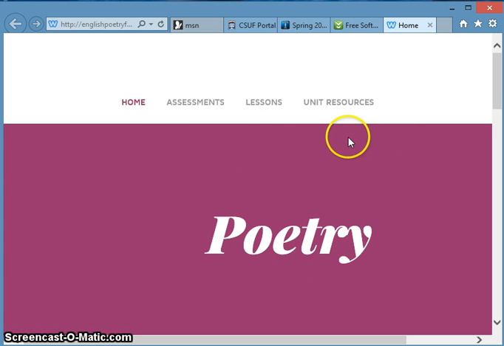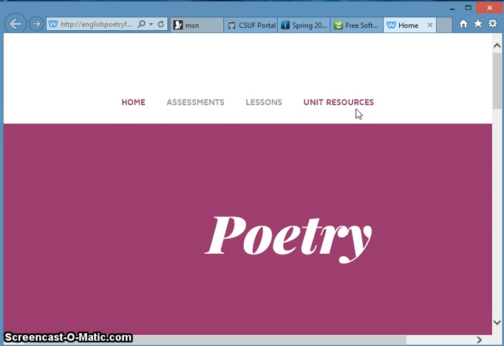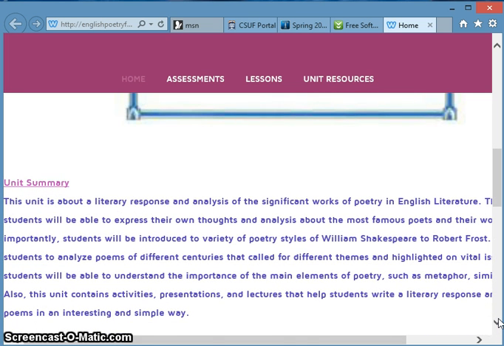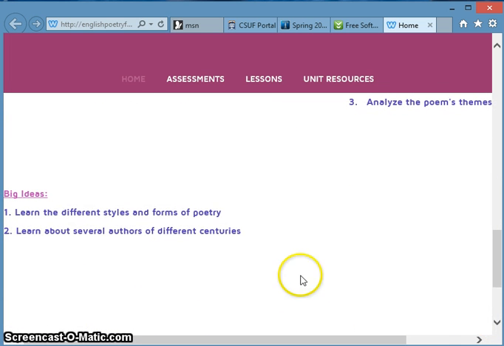This unit plan website consists of four main pages: the home page, assessments page, lessons page, and unit resources page. On the home page, there is an introduction for the lesson's objectives, unit summary, content standards, and the big ideas of the lesson.